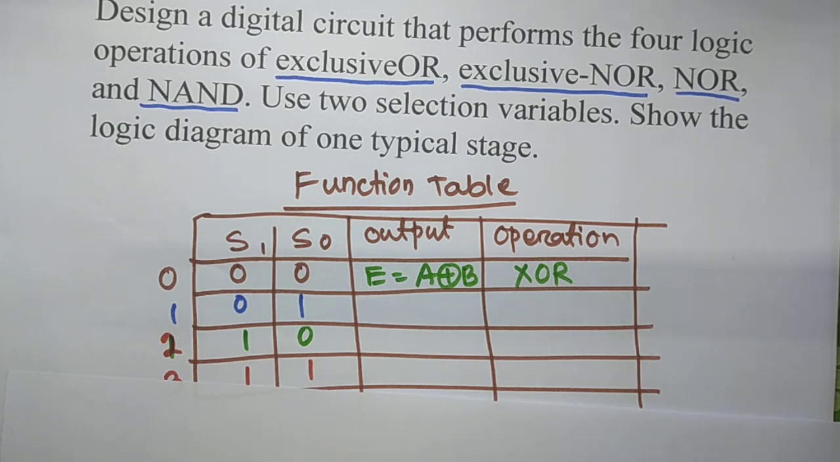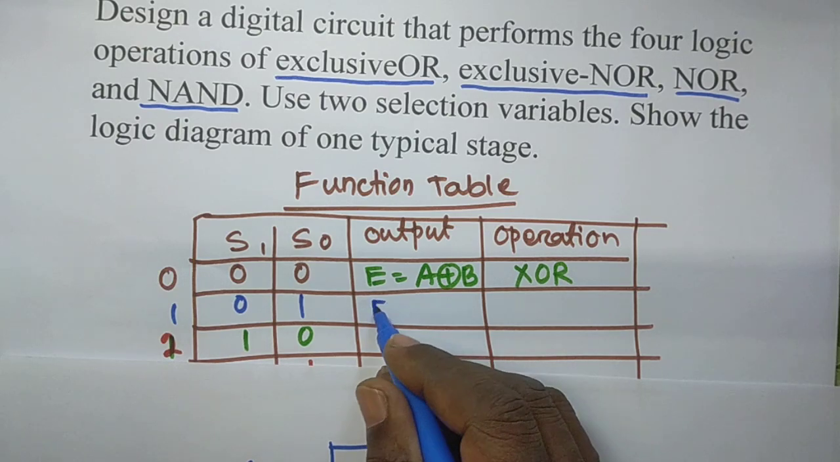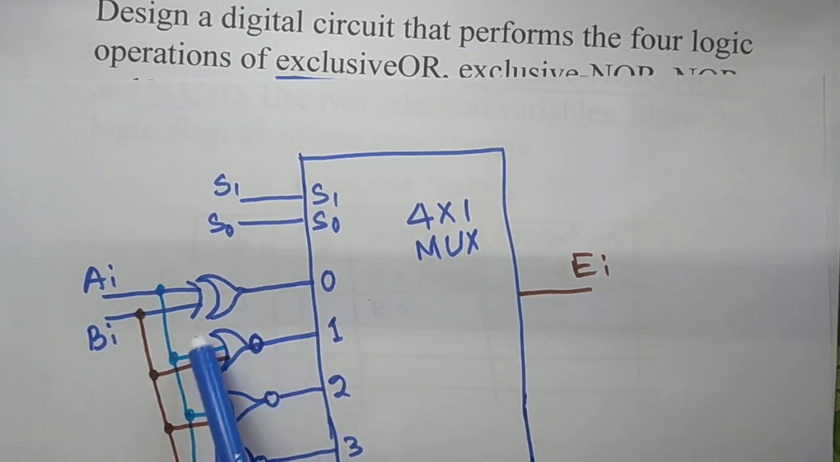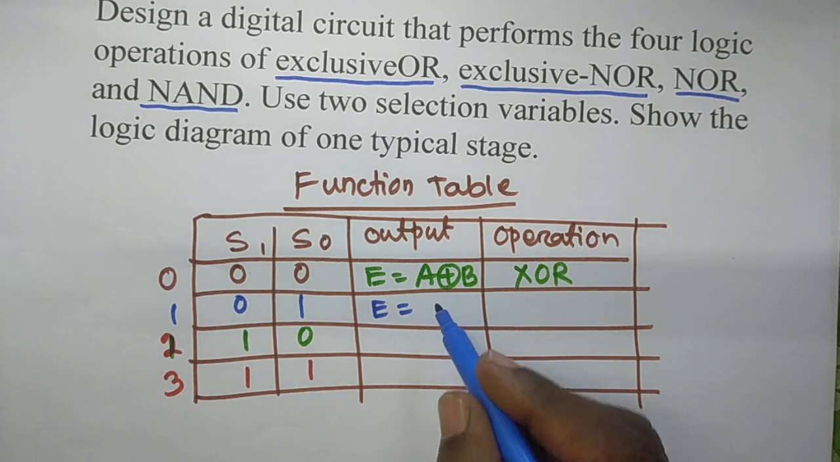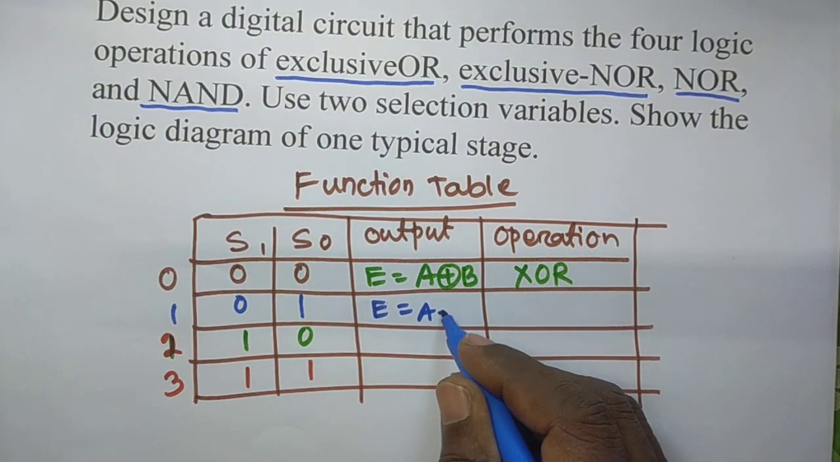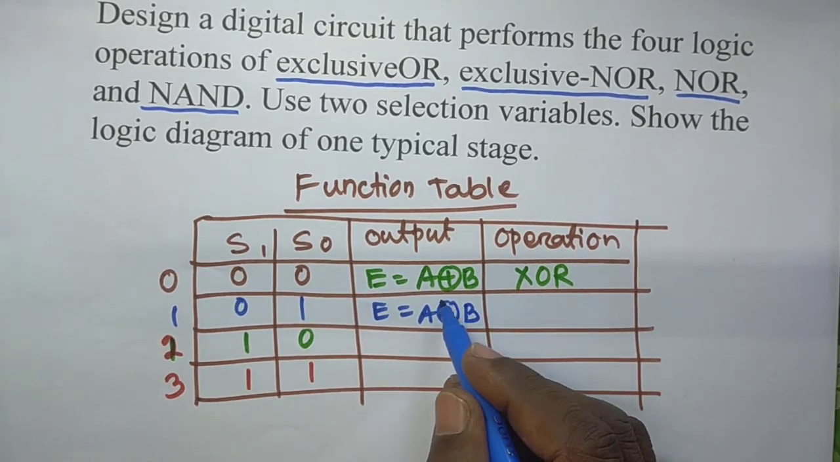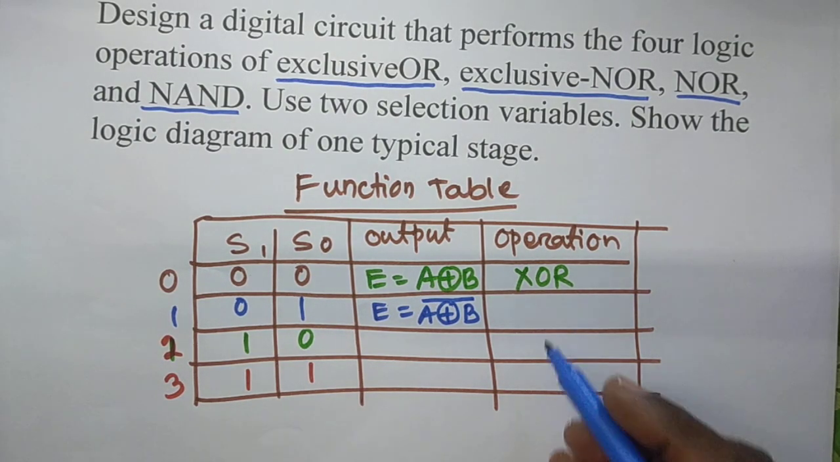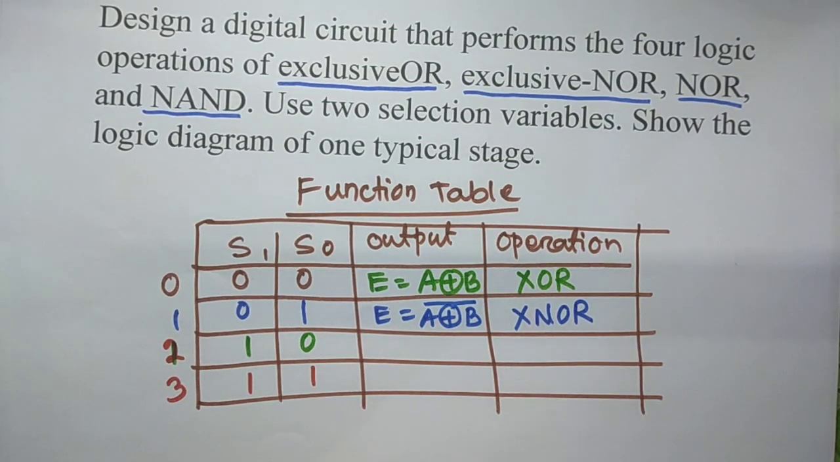Okay. Similarly, if 0, 1 means 1. So E is equal to, you see, XNOR, which is just the complement of that. Direct sum with B, that is XOR, and we write its complement here. That complement is also defined as XNOR. We can define it in this way.